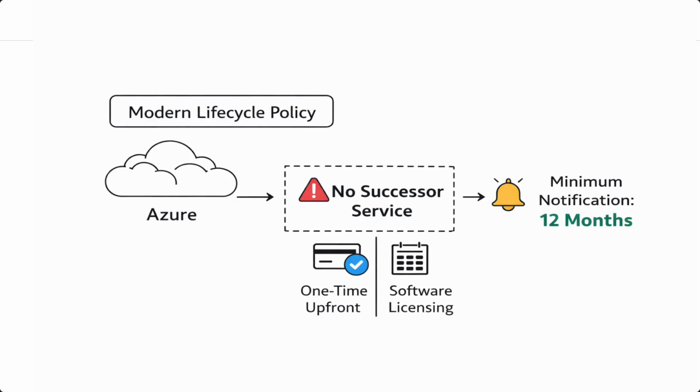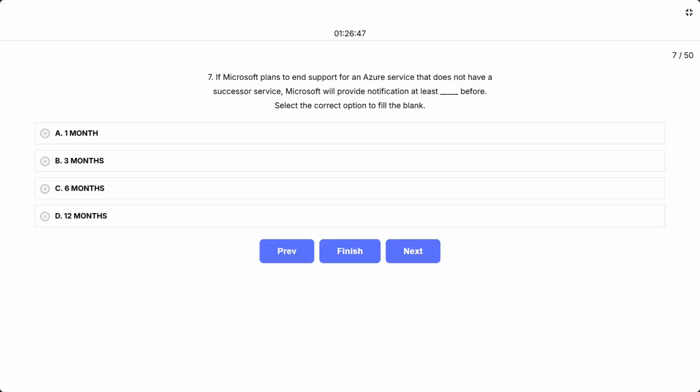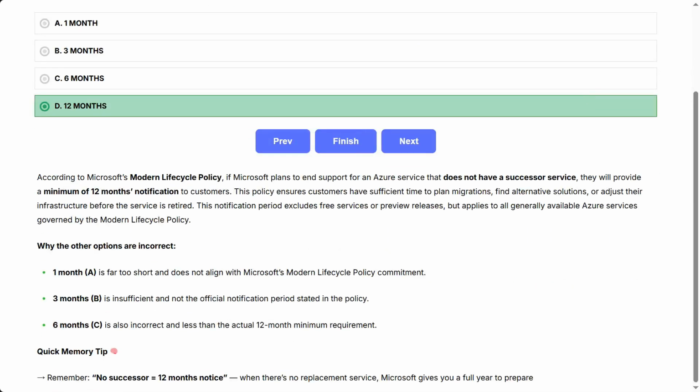This question tests your knowledge of Microsoft's modern lifecycle policy and the minimum notification period for Azure service retirements. The key phrase here is does not have a successor service. This triggers a specific minimum notification requirement. The correct answer is 12 months. According to Microsoft's modern lifecycle policy, if Microsoft plans to end support for an Azure service that does not have a successor service, they will provide a minimum of 12 months notification to customers.